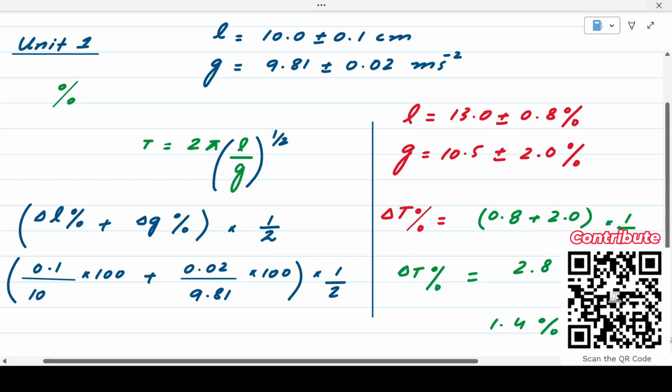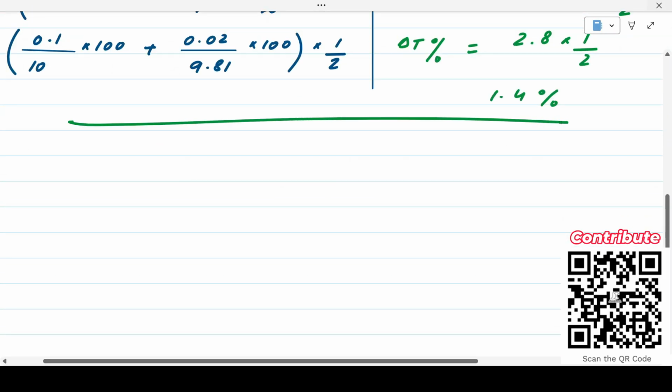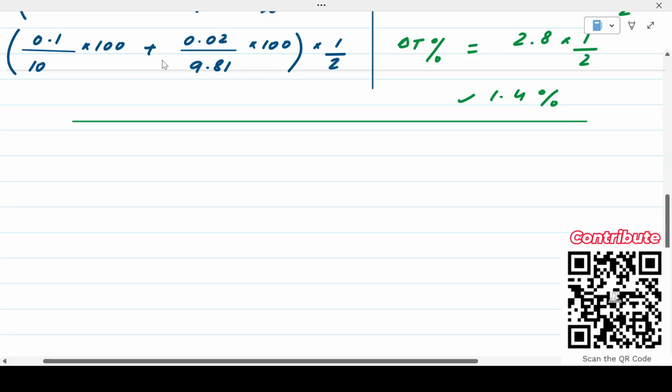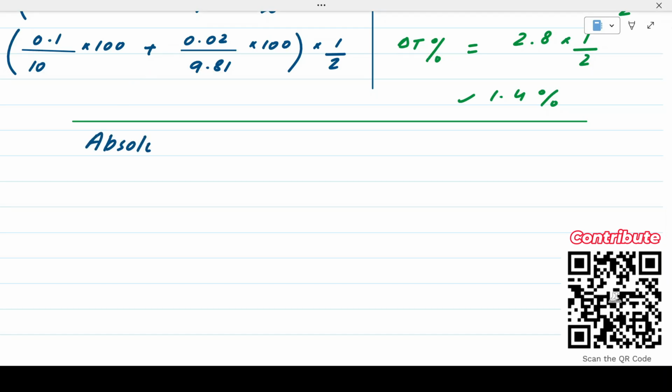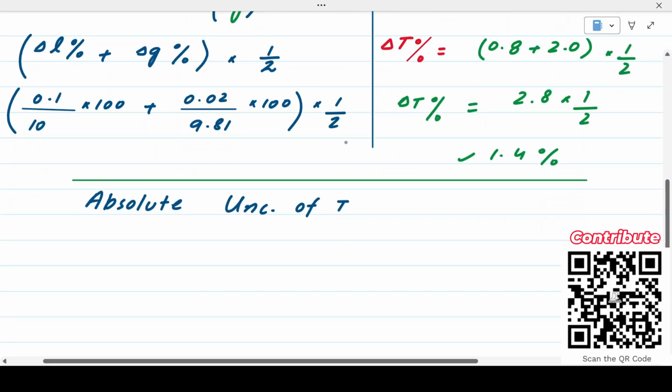Okay, let's say now the question in the first place was to find the absolute uncertainty of T, and I'll use this percentage. The question was never to find the percentage. The question was to find the absolute uncertainty of T. So what do you do then? For absolute uncertainty, you were first supposed to find the percentage uncertainty. Did we find the percentage uncertainty of T? Yes, we did. Let's use this data, 1.4.